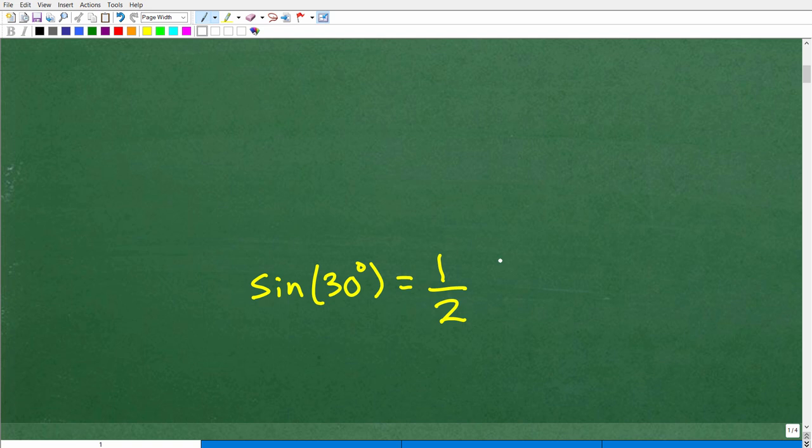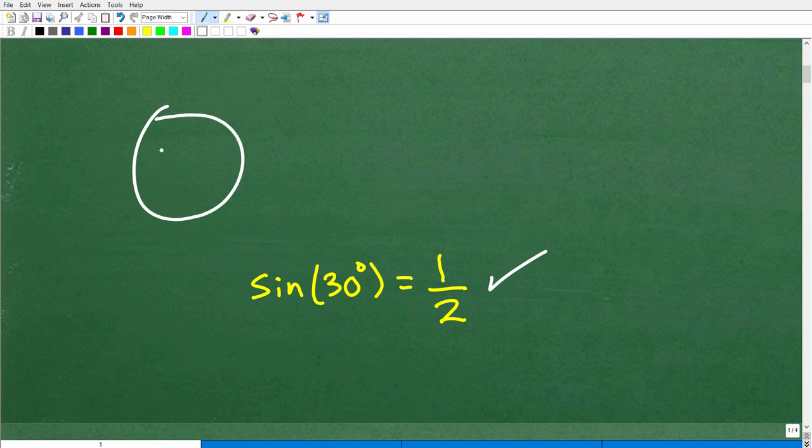The sine of 30 degrees is simply 1/2 or 0.5. That's it. Not that difficult. I mean, it's not like a crazy decimal or anything like that. It's just 1/2. So what does this mean? Why is it 1/2? I'm going to explain that here in a second.